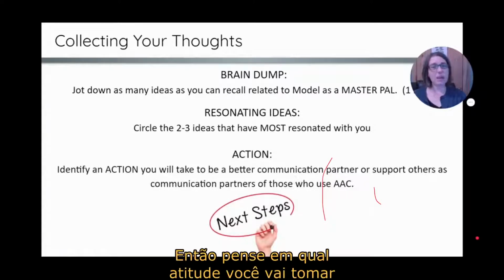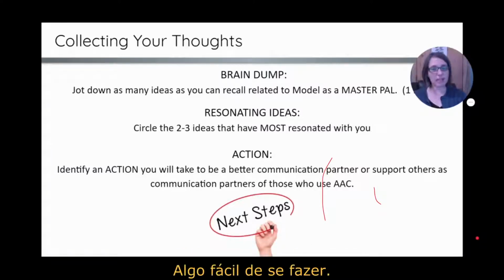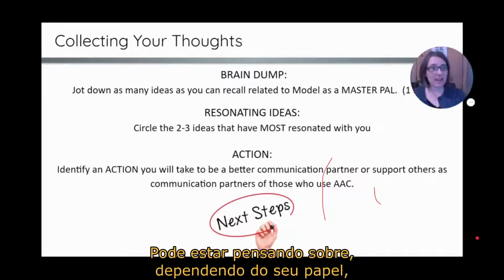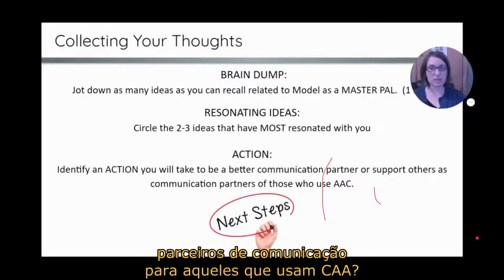And then think about what action you are going to take to be a better communication partner. One actionable thing. And you might be thinking about yourself, or you might be thinking about, depending on what hat you wear, how you're going to support others to be a better communication partner of those who use AAC.